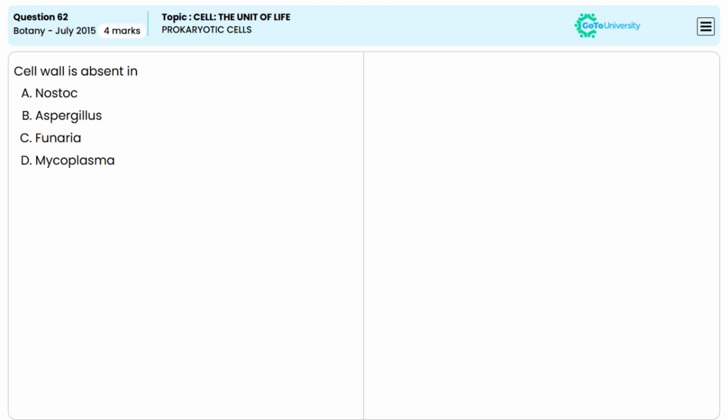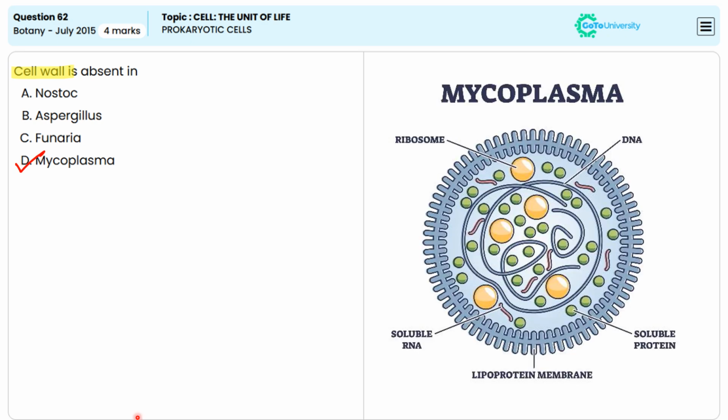Which among the following organisms lack a cell wall? The correct answer is option D, Mycoplasma. Mycoplasma are a group of bacteria that are distinct because they lack a cell wall.